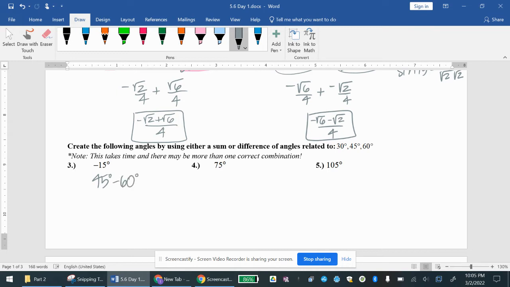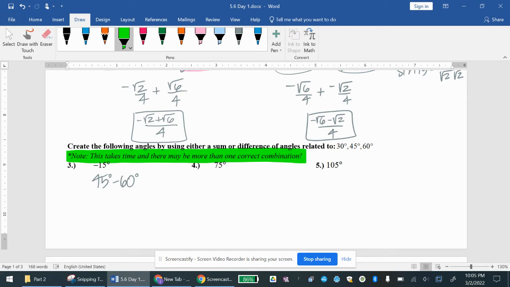Okay, so I chose the combination of 45 degrees minus 60 degrees. That gives you negative 15. And notice that on here I made a note that this can take some time before you can find the correct combination, and sometimes there's more than one right answer.